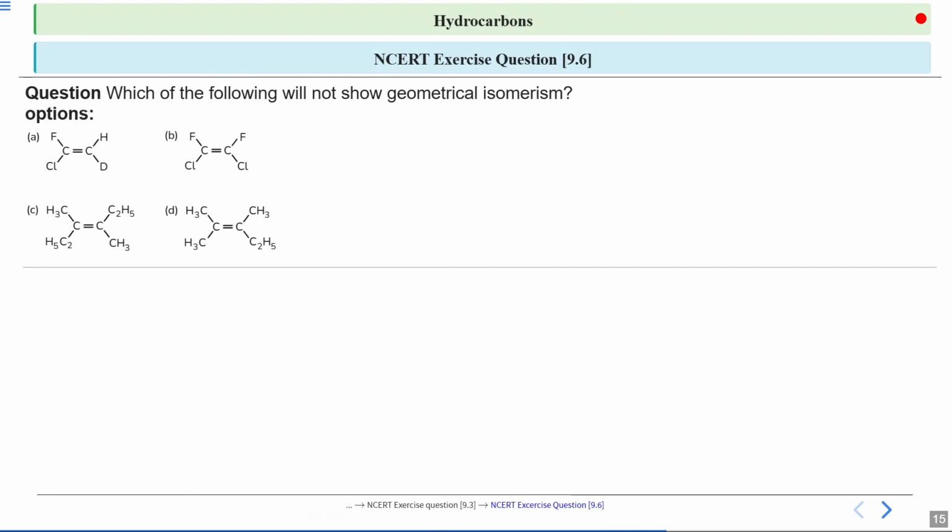Okay. Now moving on further, the next question, which is NCERT exercise question 9.6. One question is here for you from the previous part. Can molecules with a triple bond show geometrical isomerism? No, never. Geometrical isomerism is only exhibited by a double bond. The next question is NCERT exercise question 9.6, which asks us to show which of the following will not show geometrical isomerism out of the given 4 options.